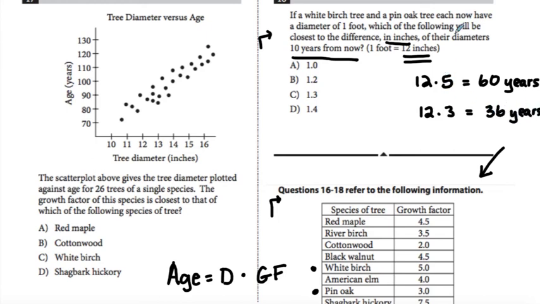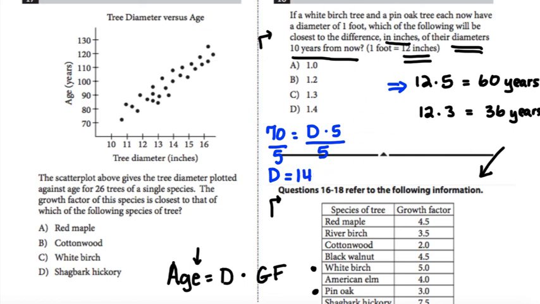Okay, so I know its current age, it wants the diameter. So that means I've got to work again with this equation. It's almost like working with it twice. So 10 years from now, the white birch is going to be 70 years old. So I'm going to divide 70 by that growth factor of 5 to get the diameter. So 70 divided by 5 on the calculator gives me 14. So I know that the diameter of the white birch is 14.